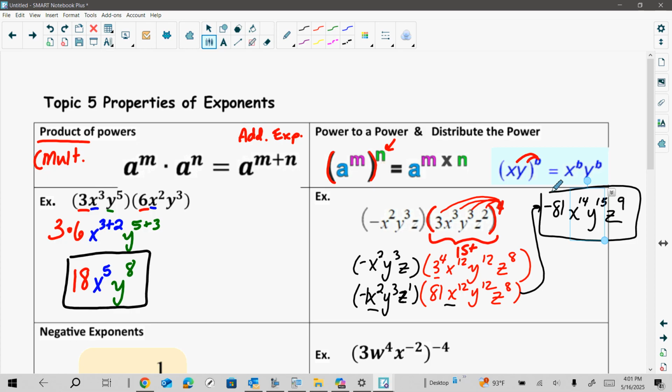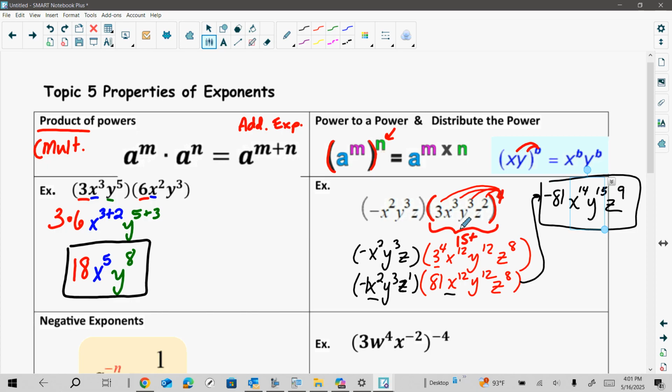Okay. So power rule first. And then here, now we're going to add the exponents.